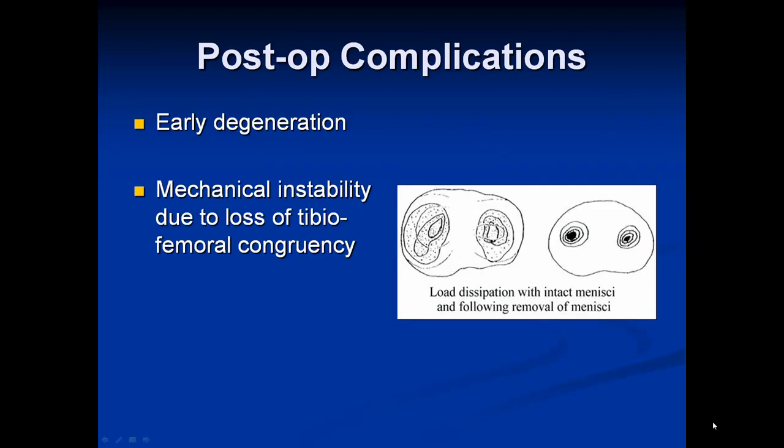Most commonly, the post-op complications are with removal. Historically, there has been removal of total menisci, as in meniscectomies, and this has led to early degeneration of the areas where there's no cartilage shock absorption, and this is one of the post-op complications that is reducing due to the more conservative style of surgery. Mechanical instability may also be lost due to this loss of congruency within the tibiofemoral joint.